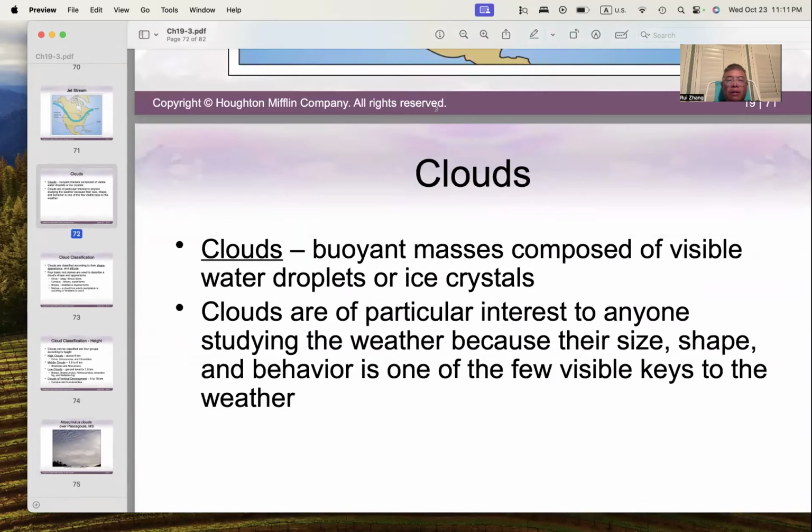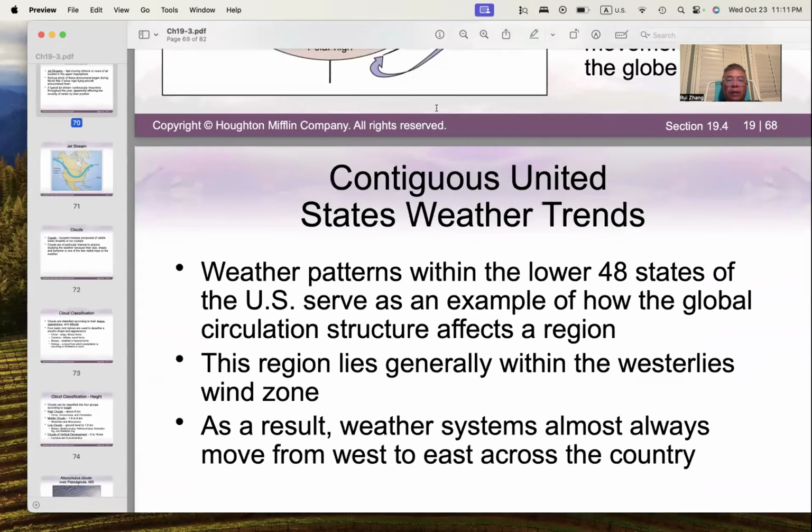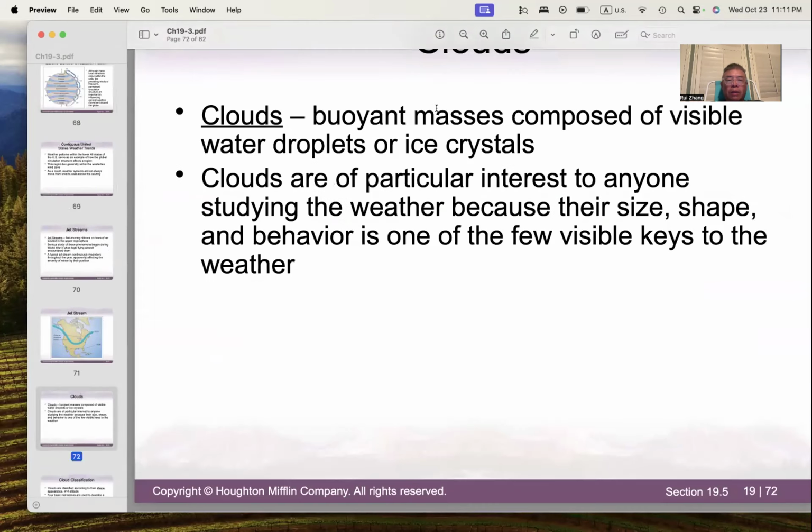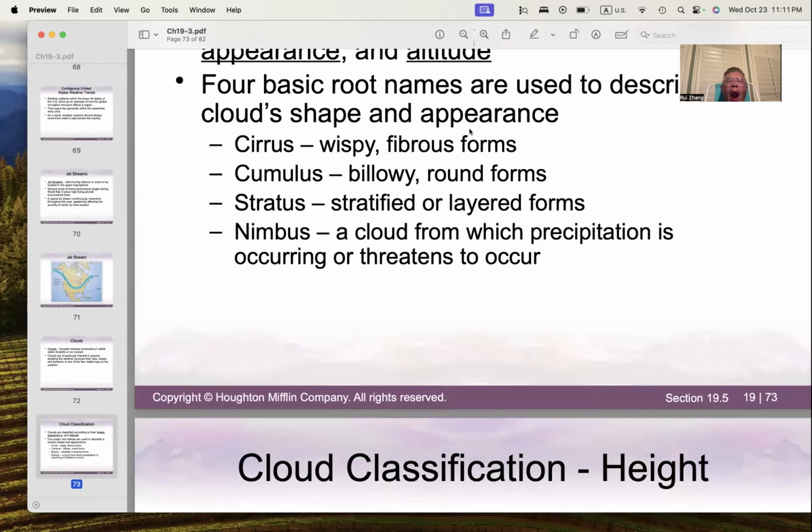These are the different kinds of clouds that we just talked about. Let me see where it is. Yeah, it's right here.